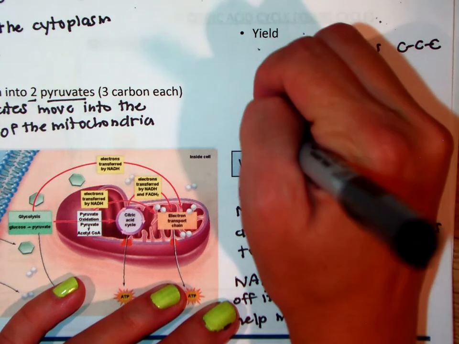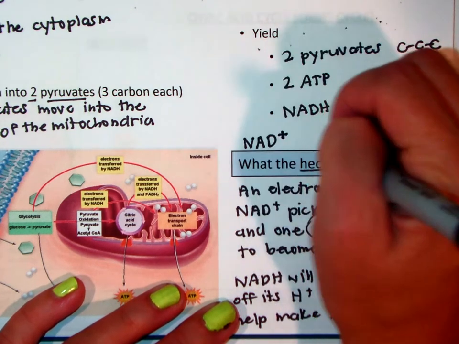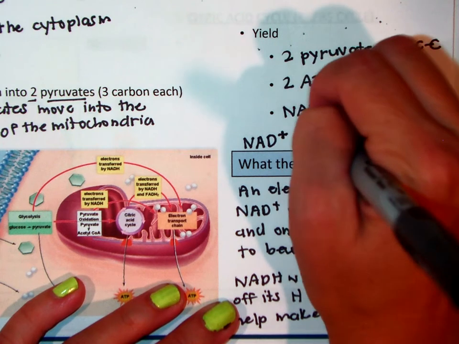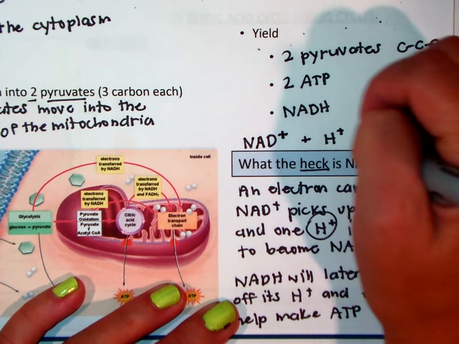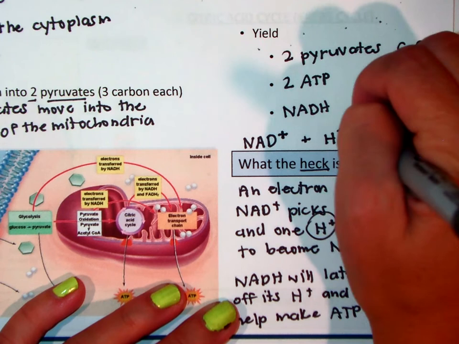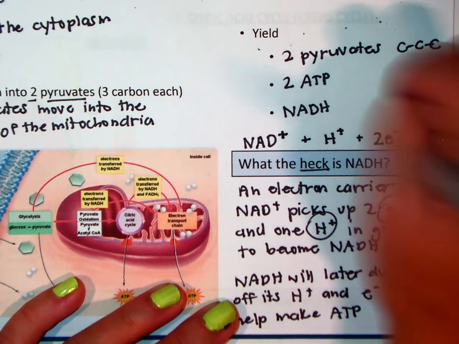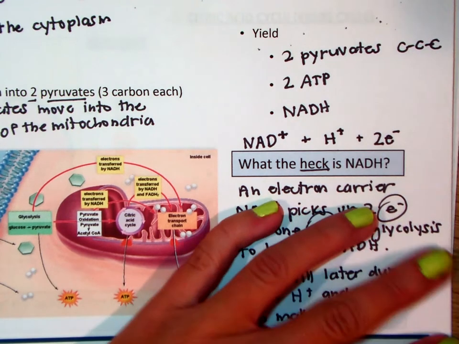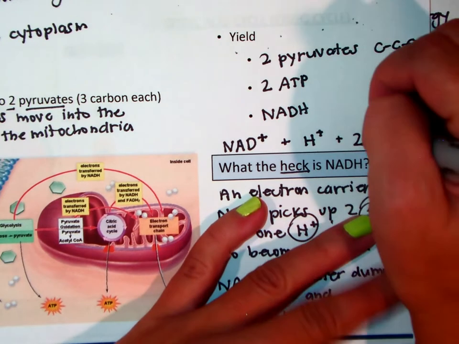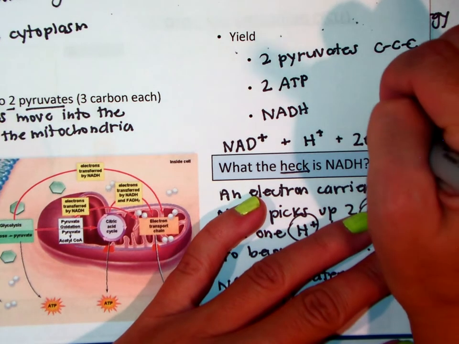I should stay consistent with what I say, but yeah, sorry if that's confusing. So you've got NAD+, and that picks up the hydrogen ions and 2 electrons, and that gives us NADH.